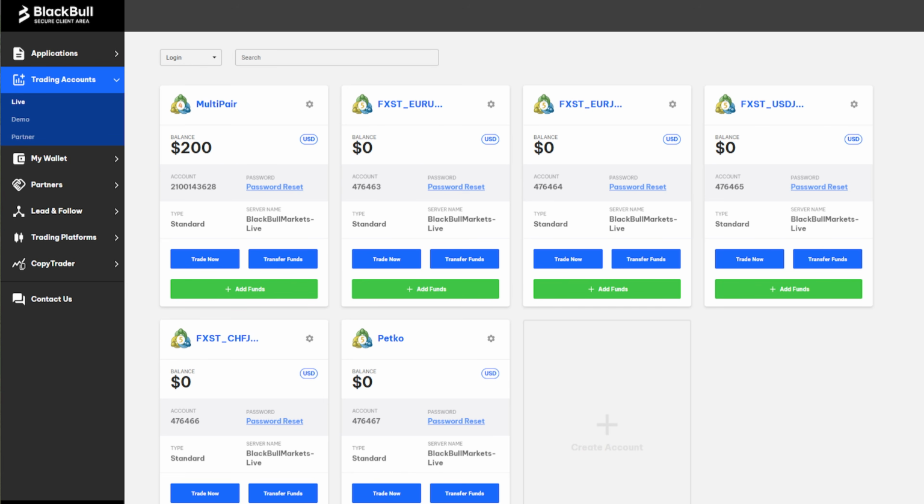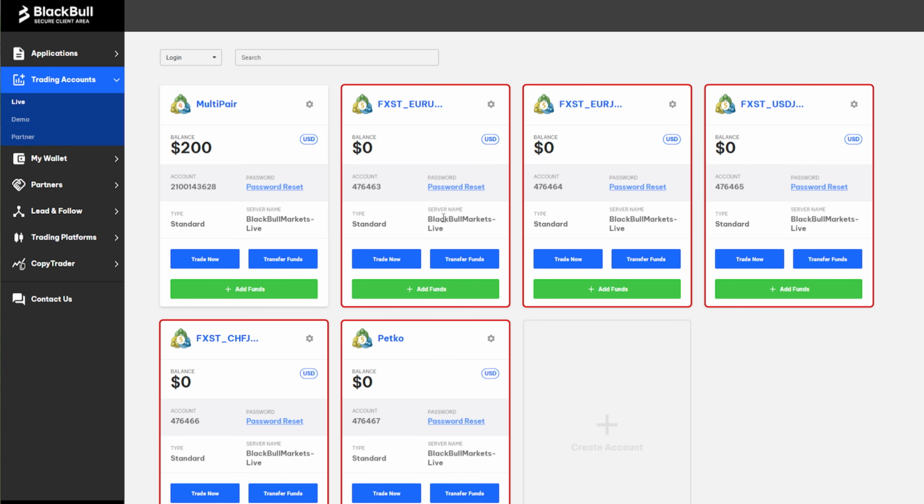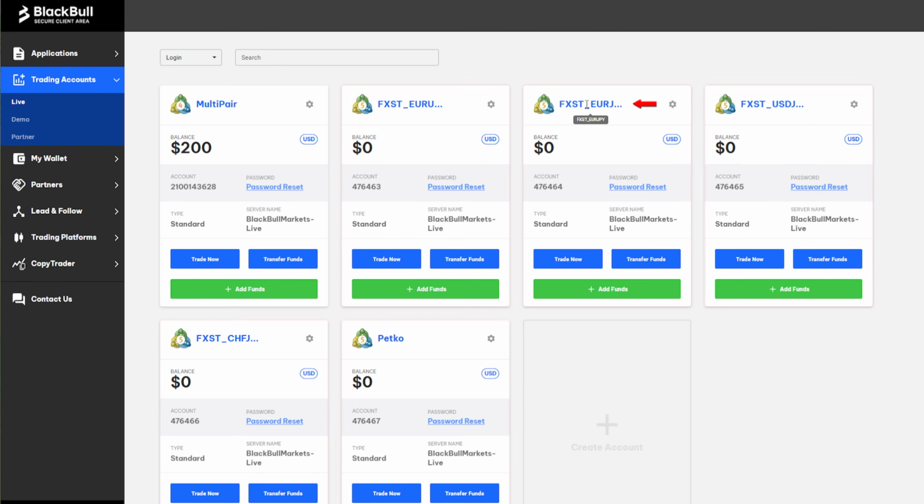And I've already opened those accounts. You can see that I have 5 new accounts. So the 4 that say FX Stabilizer euro dollar, FX Stabilizer euro yen, I have the dollar yen, and I have an account for the Swiss yen.